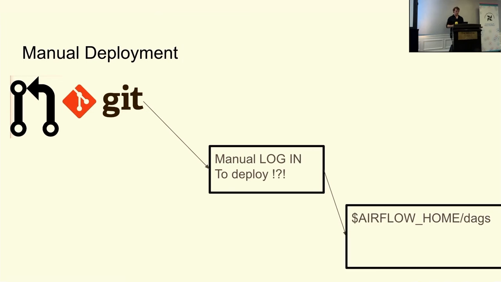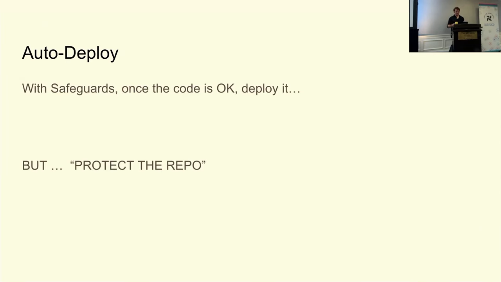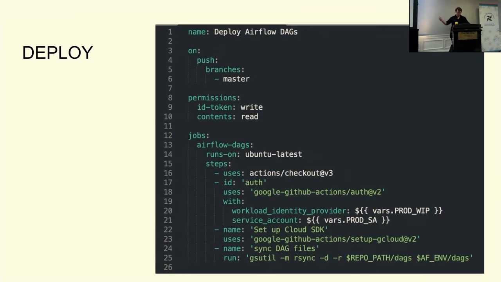Again, automation is cool. I've seen people do pull requests into Git, but then need to manually log into another system just to press the deploy button. Why? As I said, with safeguards that we put in place, once the code is okay, deploy it. Protect the repo. Here, for example, is some automation to deploy once I am able to push into master, with the appropriate safeguards in place that prohibit it unless all the various tests pass.